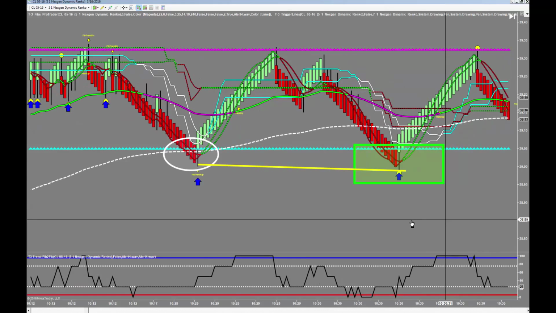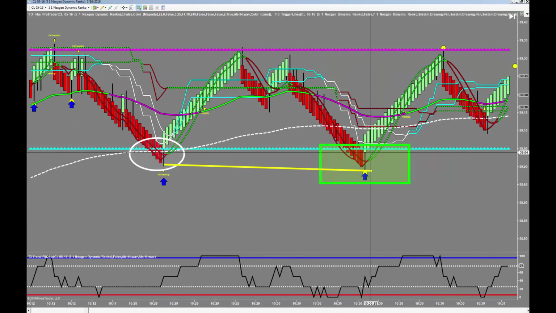All right, and look at the result, right? We went from fib area straight up 25 ticks. Granted, this is all in about 30 seconds because it's overnight, after crude oil news. So probably untradeable, but we're just going through the what if scenario.